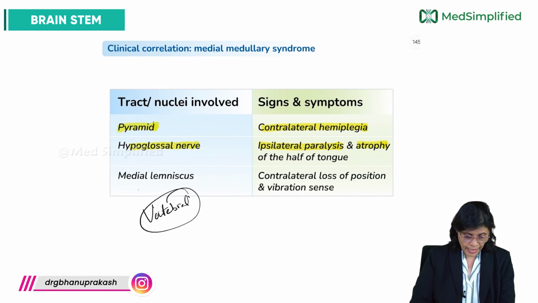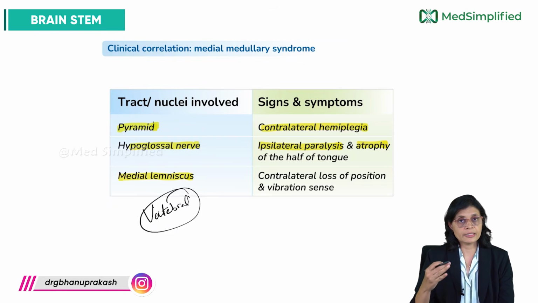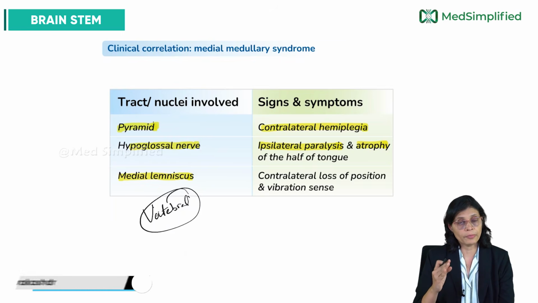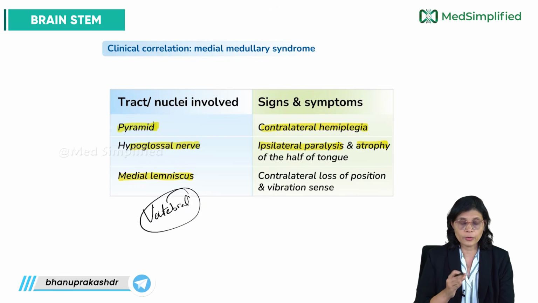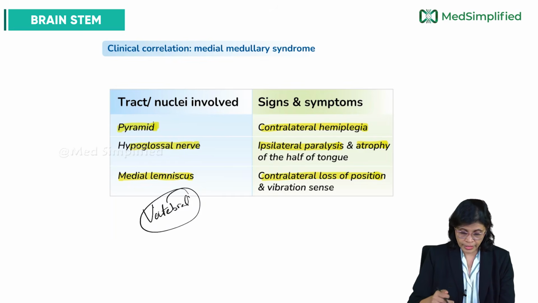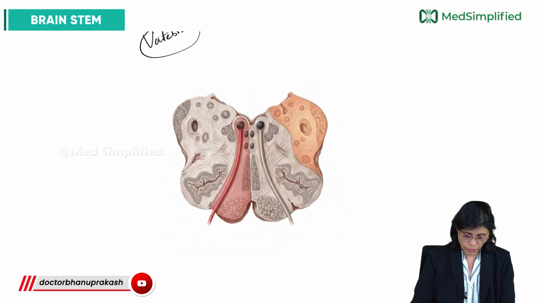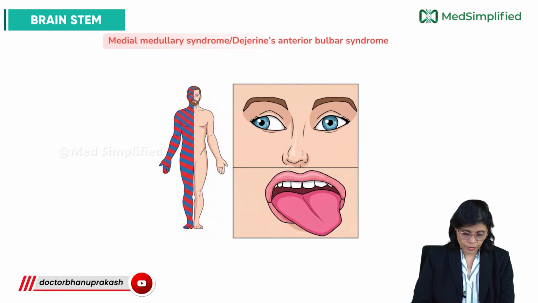Yes. And then we have the medial lemniscus. Medial lemniscus mainly consists of the sensory fibers, right. Because medial lemniscus is formed by the crossing over, always the opposite side will be involved. So there is contralateral loss of position and vibration sensations as well as pain, temperature, all of that. So this is about the medial medullary syndrome. It will involve this part. So this is what we will see.